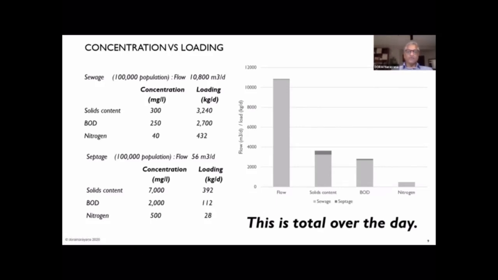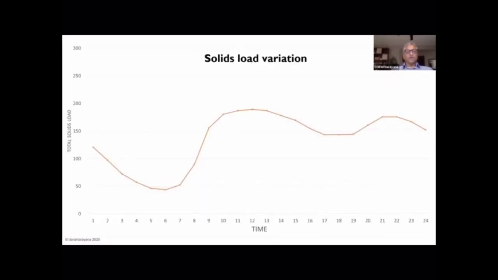But that's not enough. We have to look at the flow variation over the day. Now this is the solids load variation. Just like flow varies over the day, the solids load also varies based on the flow, right? So this is how it looks like. Now what will happen when we add the fecal sludge, which has very high solids, during certain hours of the day?